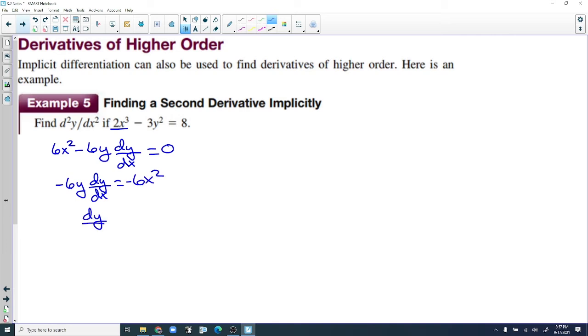dy/dx is equal to x squared over y, because the -6's will cancel. So there's the first derivative. Now let's do the second derivative.